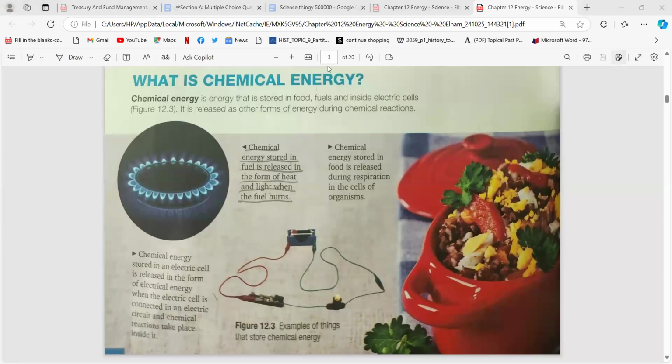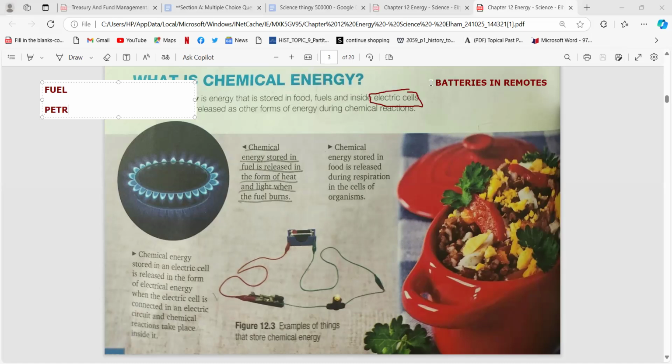All right, so what is chemical energy? This sort of energy is stored in food, fuels, and inside electric cells. Okay, so for example, what are electric cells? For example, your AC remote is going to have batteries. So those batteries in remotes, for example, TV remotes or AC remotes, will have chemical energy. Fuel also has chemical energy. What sort of fuel? Maybe like petrol, diesel, gas. This kind of fuel will have chemical energy.